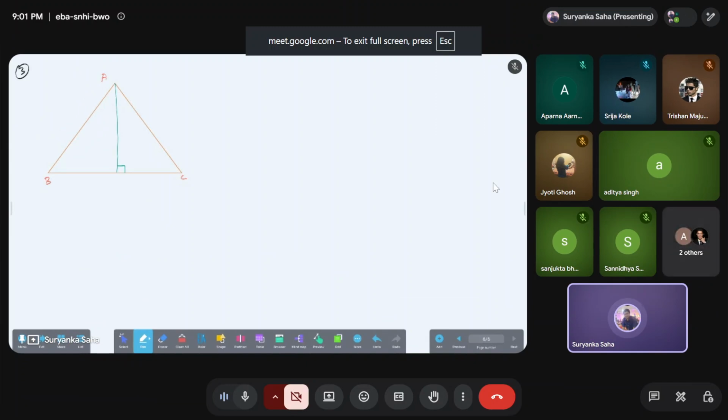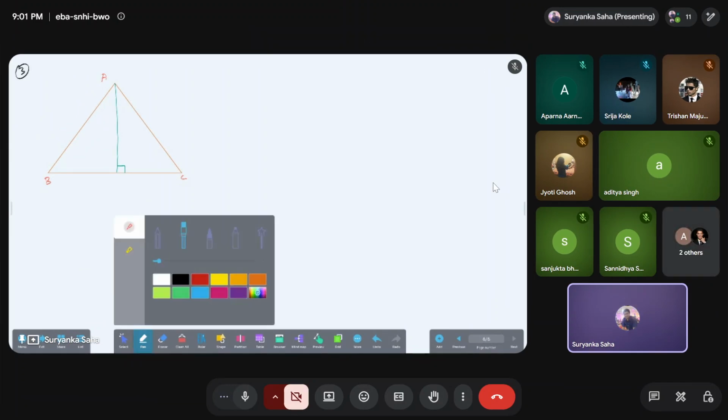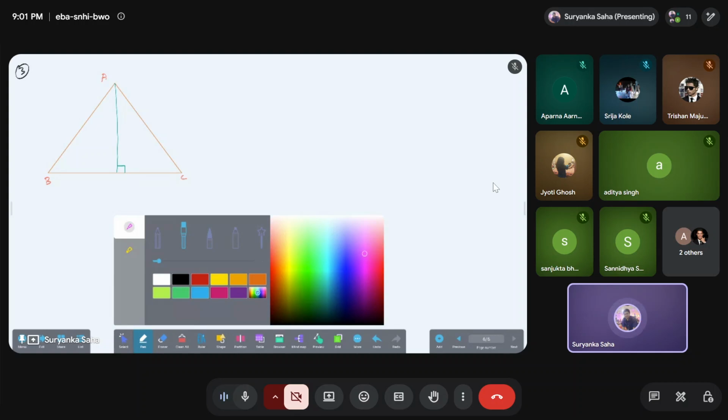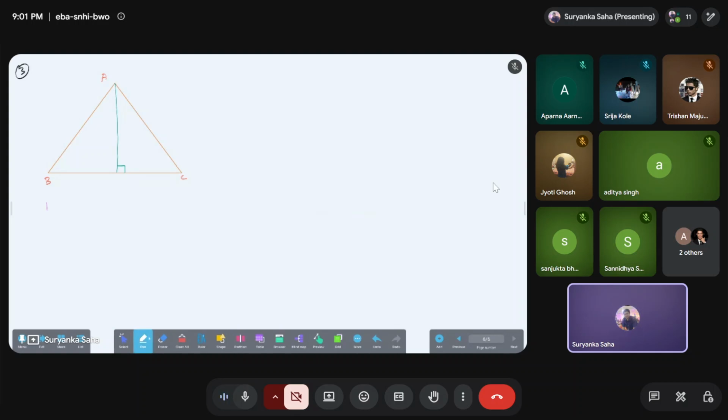Chalo, base is 12. So the big base is 12. Okay, now it is the altitude. So let it be D perpendicular. So in an isosceles triangle, the altitude bisects the base. So this will be 6, this will be 6. Isn't it? What is the reason? 6 centimeter. I've taught you the reason. Can anyone tell me properly the theorem?